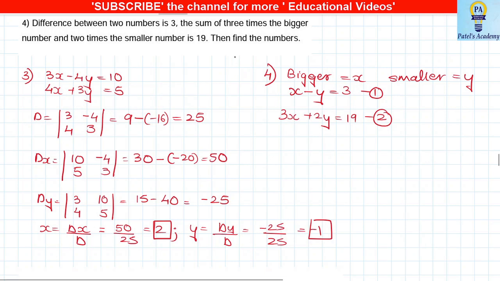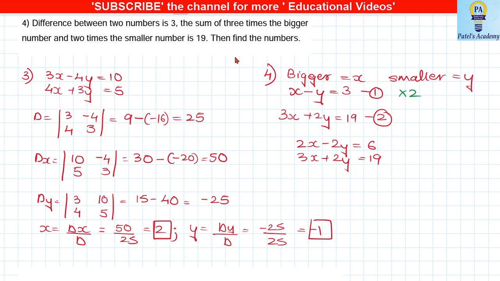Now students, here we have to make the coefficient same. So I'm going to multiply the first equation by 2 and then add. What I get is 2x minus 2y equal to 6, and 3x plus 2y equals 19. When I add these two, the y terms will cancel. What I get is 5x equals 25. After I solve, I get x equals 5. So I get the bigger number as 5, and the question is find the numbers.